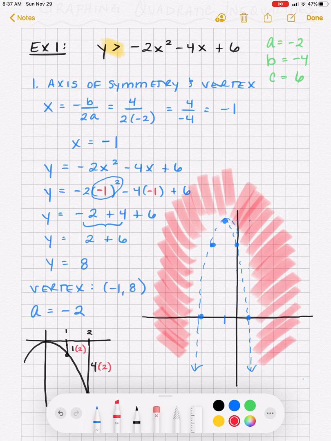So that's how this goes with inequalities. You either shade inside the parabola or you shade outside of the parabola, and it depends if you're shading above or below the vertex. Okay, so that's how you would graph example 1.